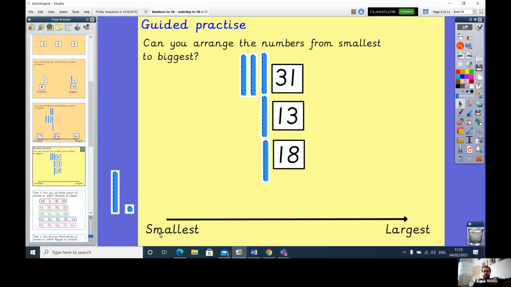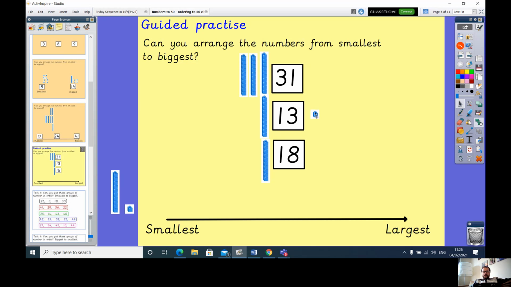So if we're looking at the smallest number, we're looking for the number with the smallest amount of tens. This one's got 3, this one has 1, and this one has 1. So both of these numbers, 13 and 18, both have 1 ten. So now we need to look at the ones of each number to see which has got the smallest amount of ones. How many ones has 13 got?